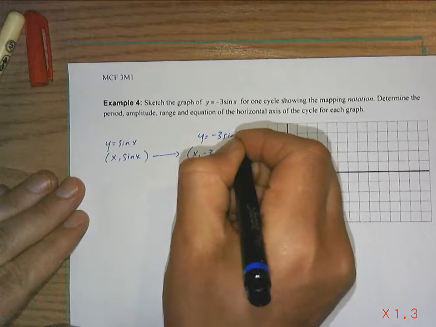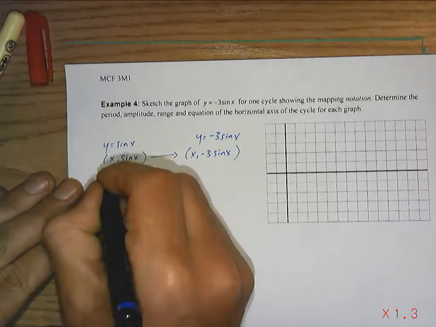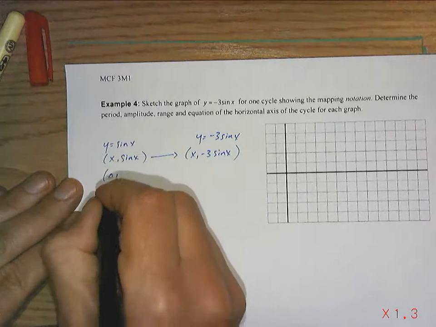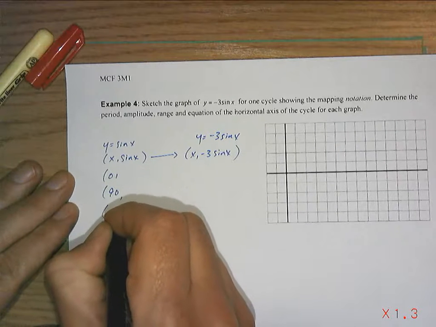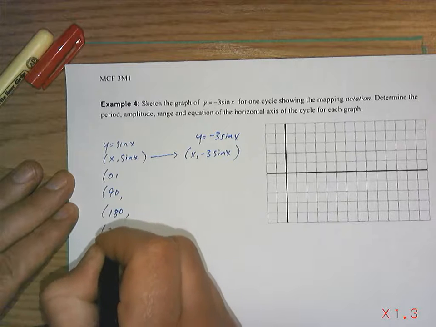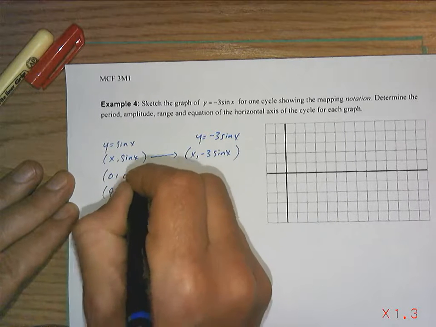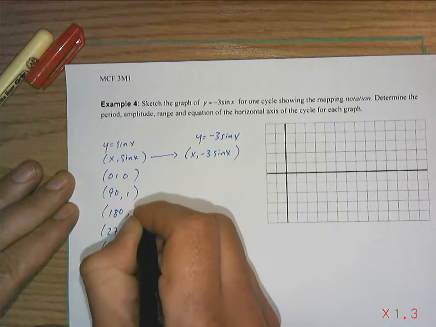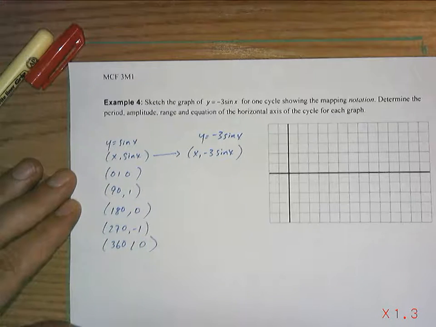And I'm only going to sketch one curve. I'm not going to do the sine x first. So I'm going to have 0, 90, 180, 270, 360. 0, 1, 0, negative 1, 0.